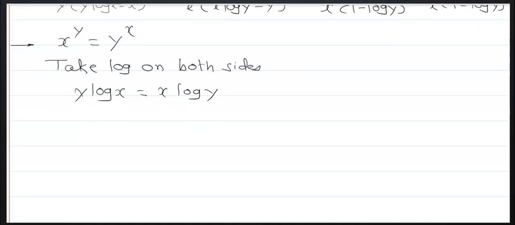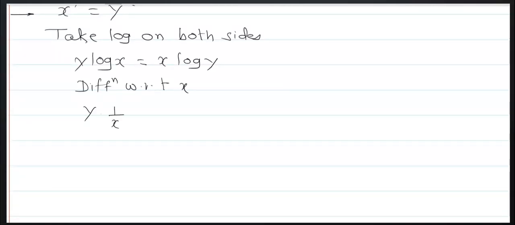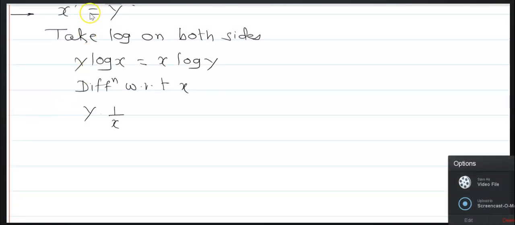Therefore, you will get y log x equals x log y. That's the simple one. If you take the log, y log x equals x log y. Now differentiate this with respect to x. Apply the product rule here, and also apply the product rule here.